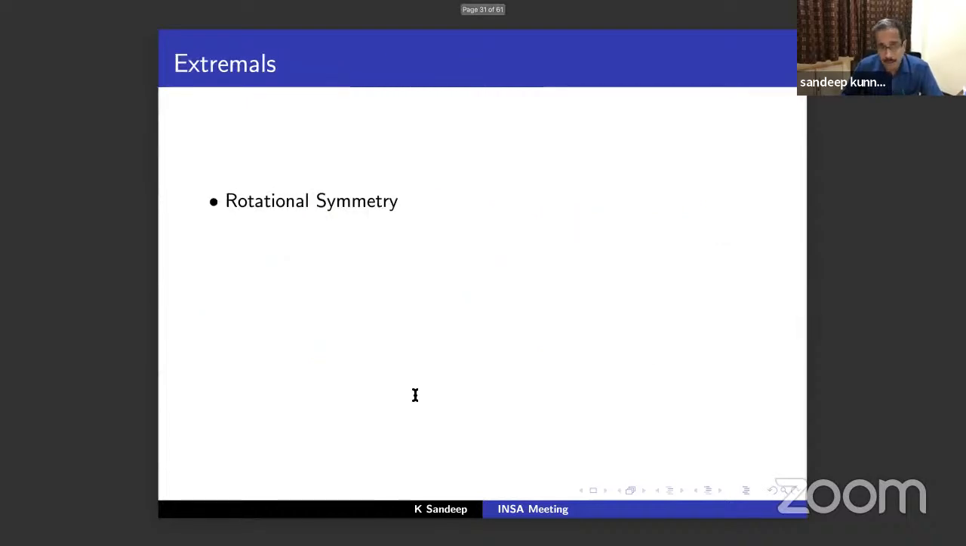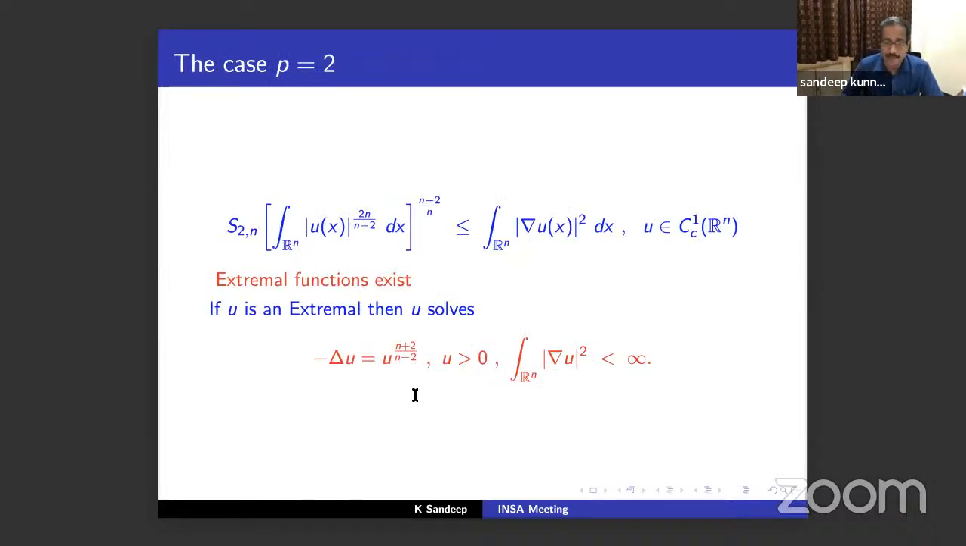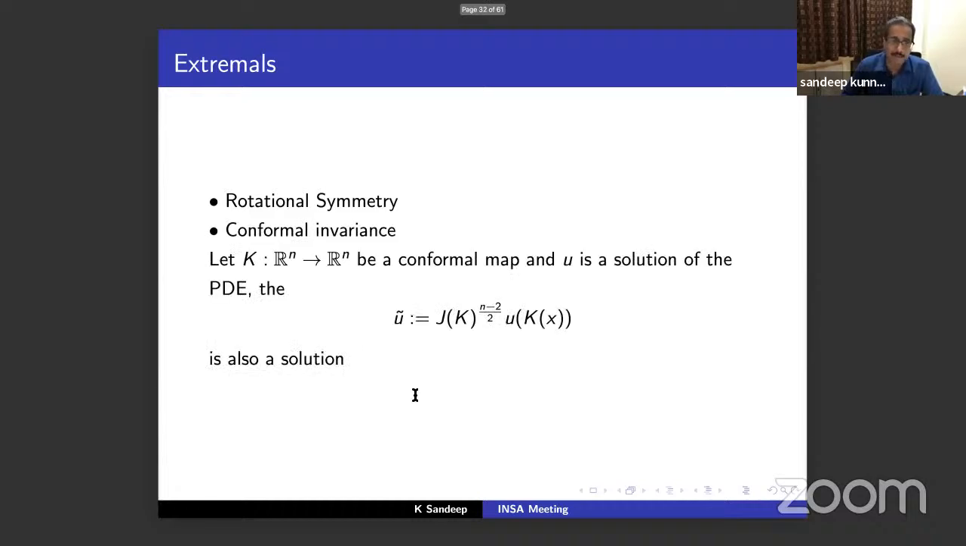As I said, there is rotational symmetry. You can show that if u is a solution, then u has to be radial with respect to some point. And there are various invariants like conformal invariance, in the sense that if K is a conformal map from Rn to Rn, and J of K denotes the Jacobian of this conformal map, then you define a function u tilde equal to Jacobian to the power (n-2)/2 times u of Kx. Then this is also going to be a solution.